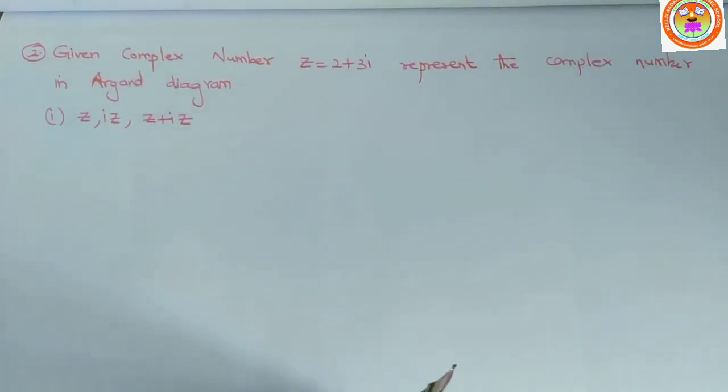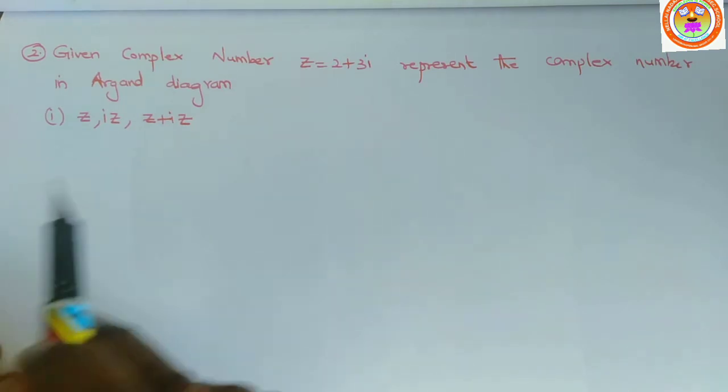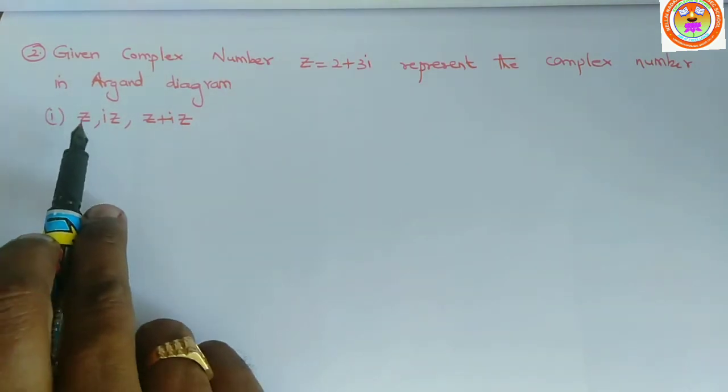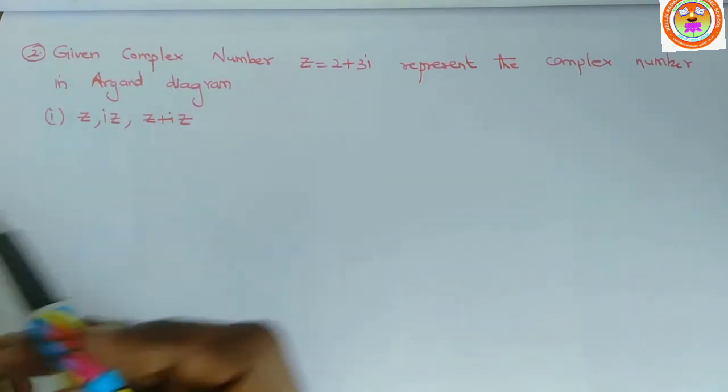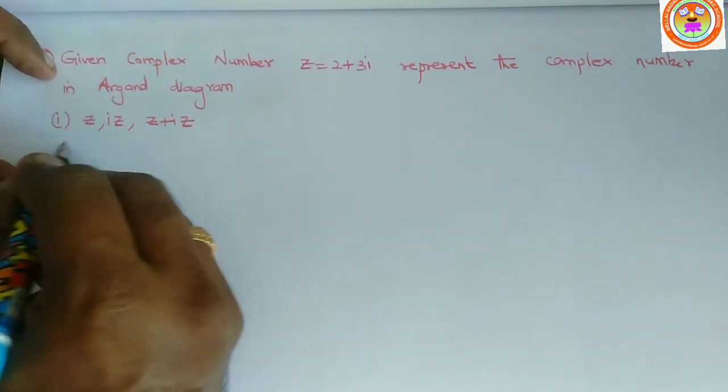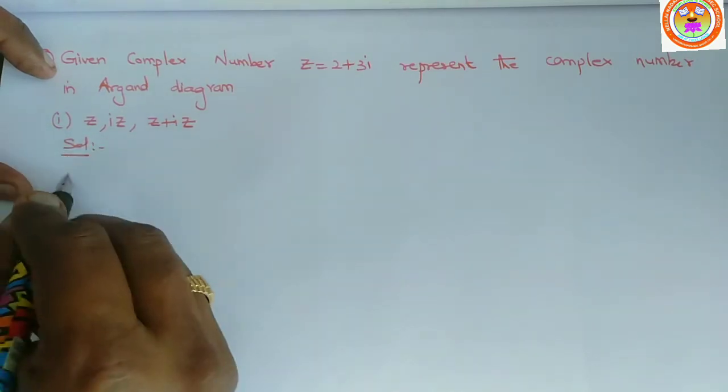So the second sum is also a very easy sum. Given the complex number z equals 2 plus 3i, represent the complex numbers z, iz, and z plus iz in the Argand diagram. We need to represent these in the Argand diagram. So, solution. First, write z.